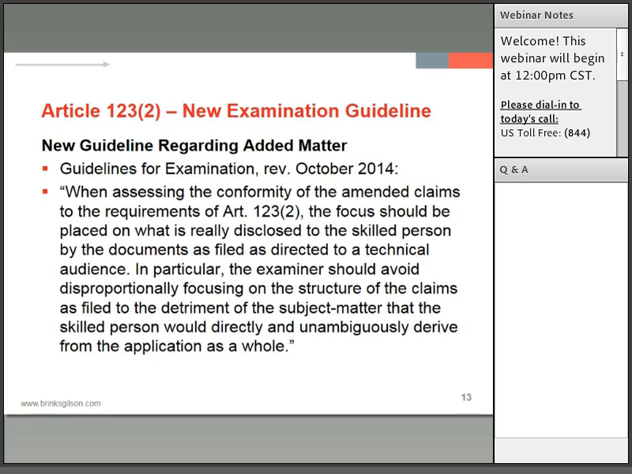And it says here, in particular, the examiner should avoid disproportionately focusing on the structure of the claims as filed to the detriment of the subject matter that the skilled person would directly and unambiguously derive from the application as a whole. So these guidelines take into account that the person that reads the patent application has a certain understanding, and even if something is not literally mentioned, the skilled person who works in the field actually knows what is meant.